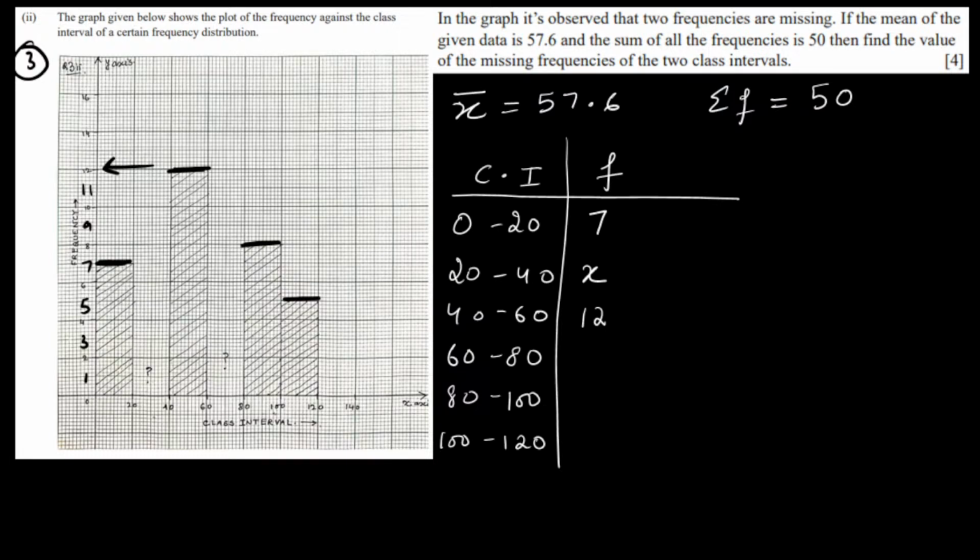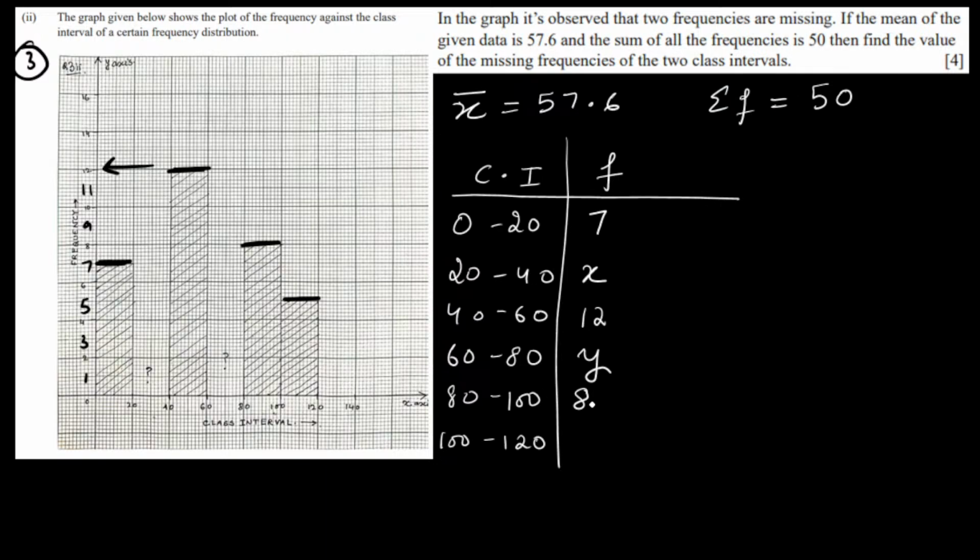So 7, then 20 to 40, nothing is given, so we can write it as x. 40 to 60 is 12. Then 60 to 80 is again not given to us, we can write it as y, because two frequencies are missing. You can also write them as f1 and f2. It depends on you what you want. I have just written it in the form of x and y. Then 80 to 100. What is the frequency of 80 to 100?